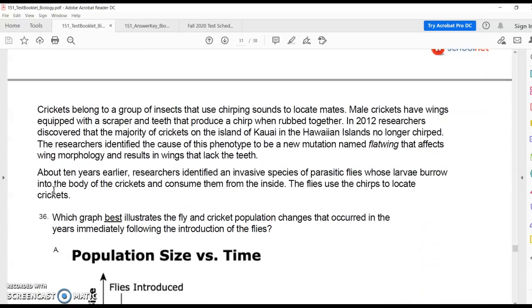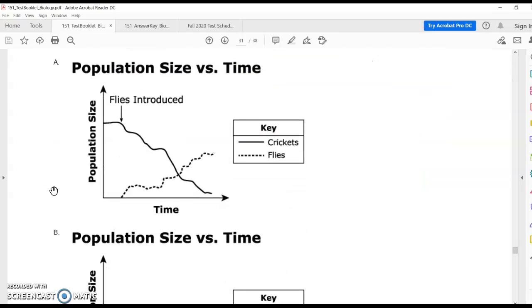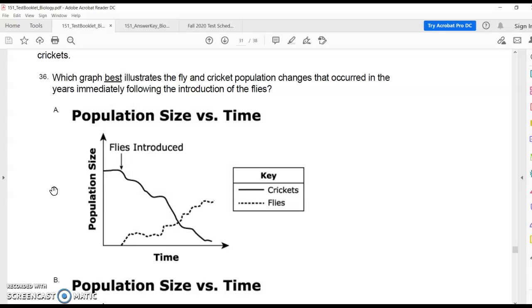36 and 38, usually if we have time, we actually do a data nugget on this study about the silent crickets. And so you would read about this mutation that happened to crickets, that some crickets no longer make a chirping sound when they rub their legs together, and about the parasitic fly. And so the first question for this paragraph goes along with which graph best illustrates the fly and the cricket population changes that occurred in the years following the introduction of the flies. These flies are parasitic, and they were boring or burrowing into the crickets.